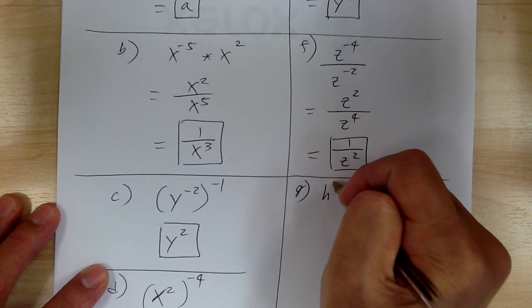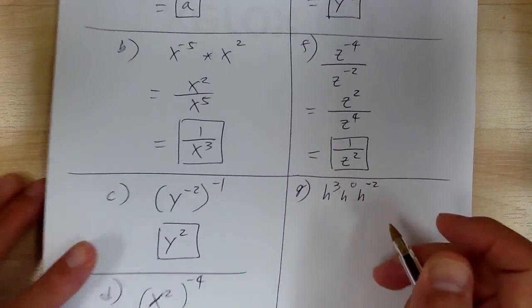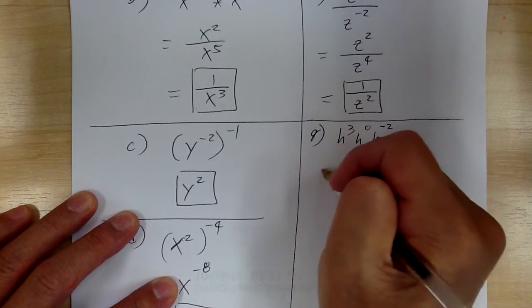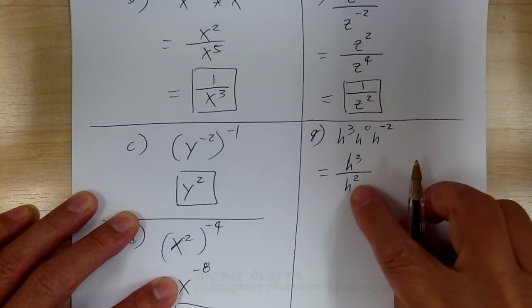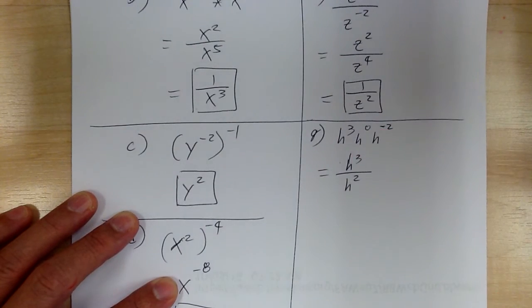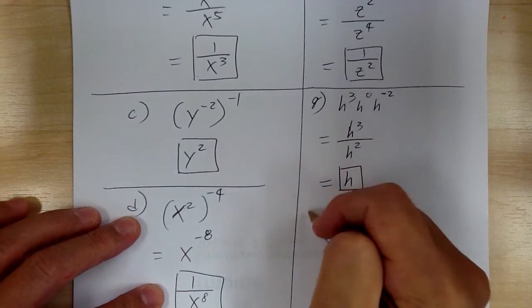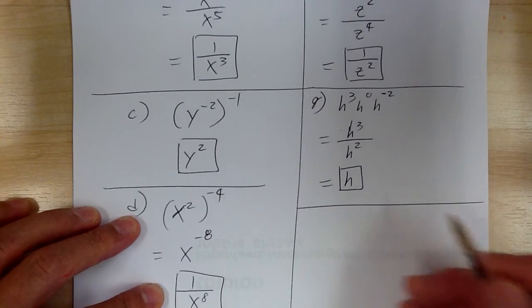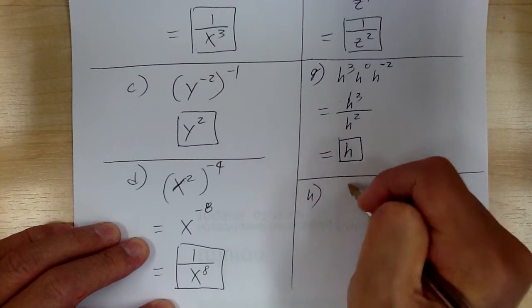You have h to the 3, h to the 0, h to the negative 2. Okay. So again, you can do the adding or you can do the flipping. So I'm going to do the flipping. Again, a negative exponent gets flipped to the bottom. Now h to the 0 means it's 1. So 1 times whatever doesn't do anything, right? And so this will equal h. Okay. Again, there are many methods. You can do it many ways. So this is just one of the ways you can do it. Okay, now you go to h.